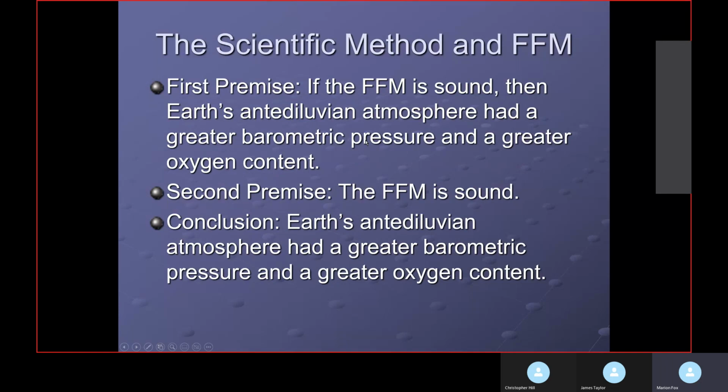But in order to check this, we need to deny the antecedent or, rather, disprove the consequent. So they need to prove that the antediluvian atmosphere did not have a greater barometric pressure or a greater oxygen content. That's how they could disprove my argument. But we've already proven that at some time in the past it had a greater barometric pressure and a greater oxygen content. That's already been proven.